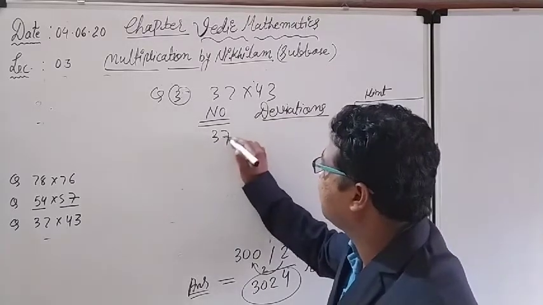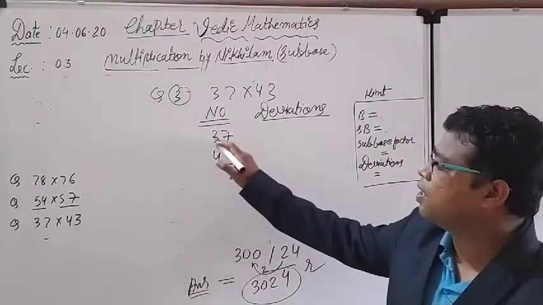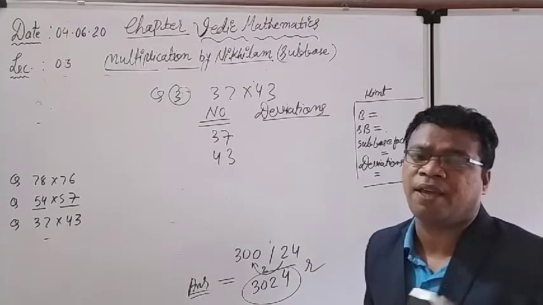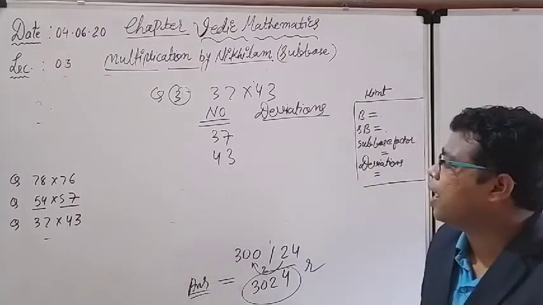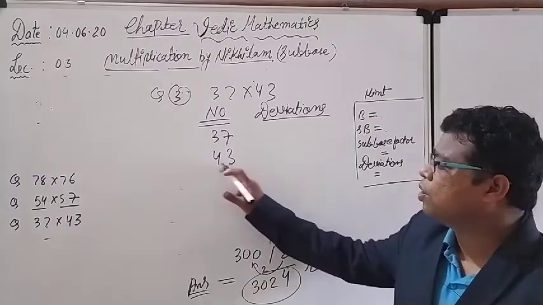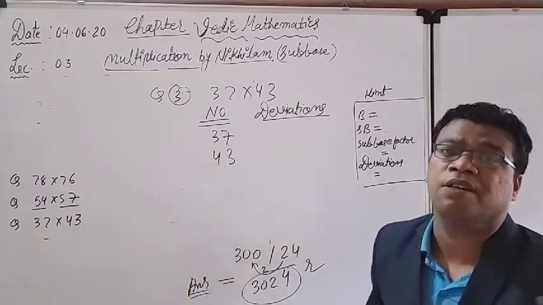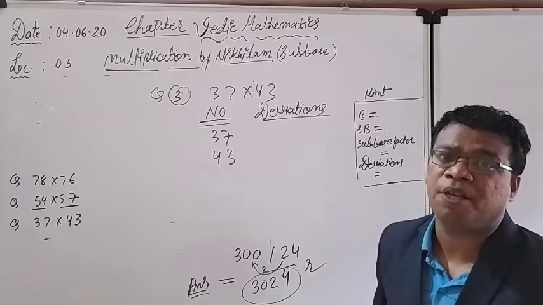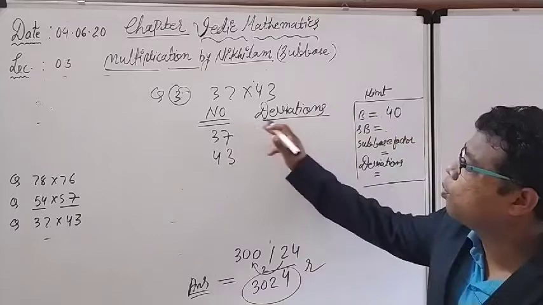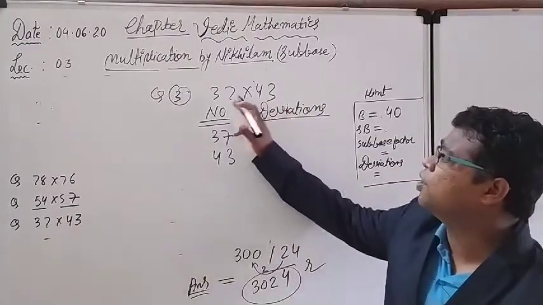My numbers are 37 and 43. Right now, see, one number is 37, another number is 43. So what is the particular base that I have to select? Either I can select base 30, yes. But if I select base 30, then this 43 is much more. Here I have to write down plus 13. The deviation will be plus 13. So what will I select? I will select my base 40, because 40 is the main sub base which is very near to both the digits.